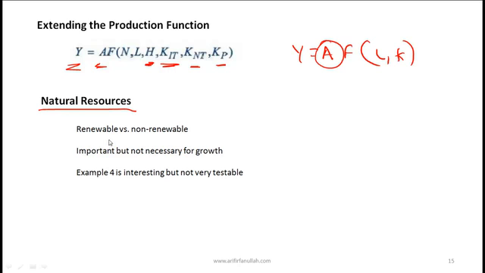A very basic point that you probably know already is that we have both renewable and non-renewable natural resources. A classic example of a renewable resource would be a forest. Non-renewable natural resource would be oil or gas. Clearly, natural resources are important for growth. So a country that has a lot of land or a lot of oil or other natural resources will find it easier to grow relative to countries that do not have natural resources. However, the curriculum emphasizes that while natural resources are important, they are not necessary for growth.